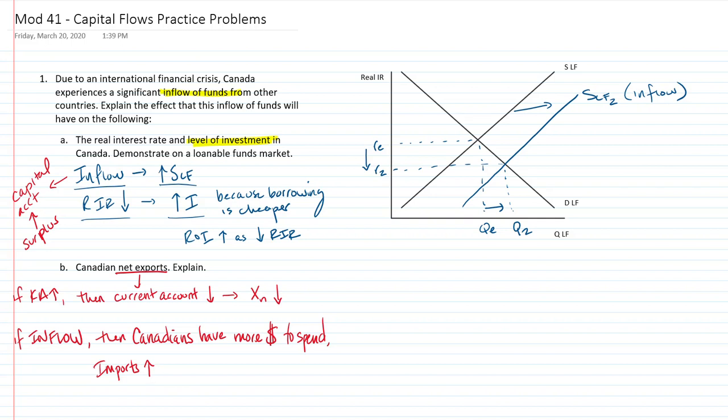When you go to Target, when you go anywhere and buy something, you are likely buying, at least in part, an import. So as people have more money, and this is a relationship that's going to become more and more important in this part of the unit, when people have money to spend, they spend that money on imports, which means that net exports will be decreasing. And we get the same answer with both explanations. When a country experiences a capital inflow, then their net exports have to decline to balance out that capital inflow.